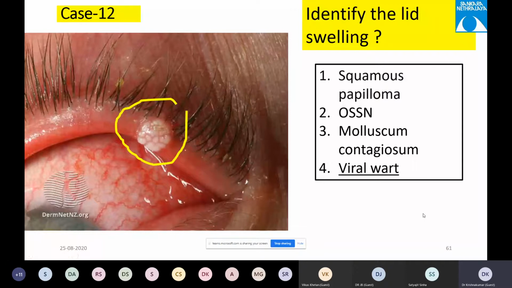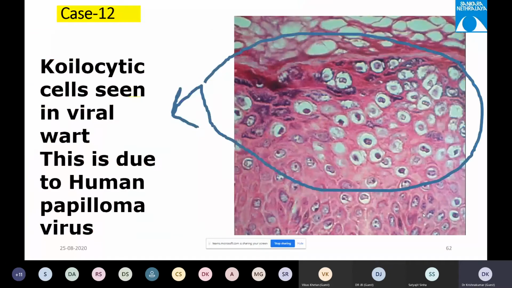Viral warts are commonly seen in children and also in adults. What histopathology is very diagnostic of viral wart? The coilocytic cells, the vacuolated cells in the superficial portion of the epidermis. This is due to the human papilloma virus. There is oncogenic strain and non-oncogenic strain.